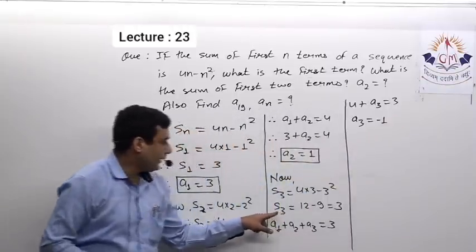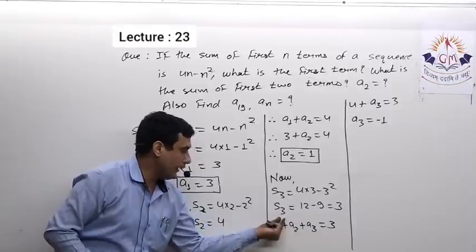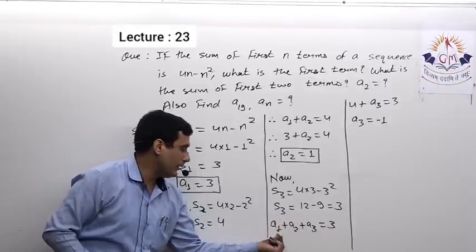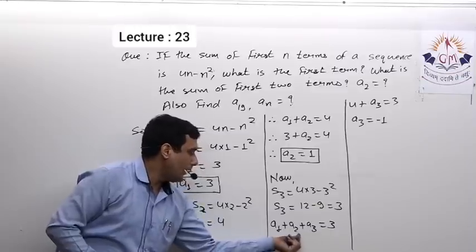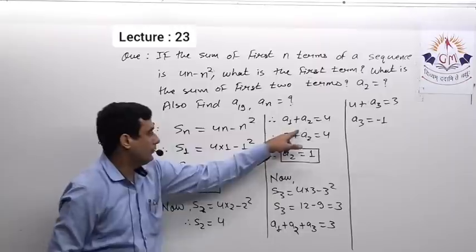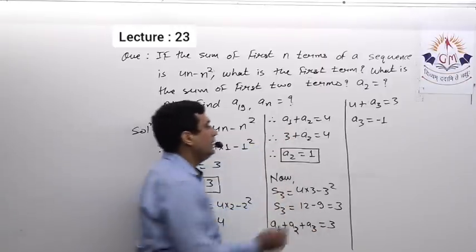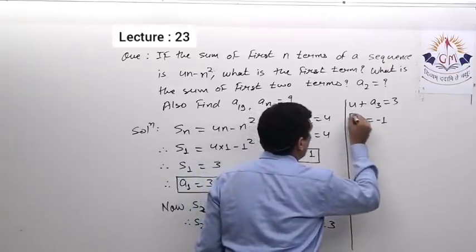What I did is, in the place of S3, which means the sum of first three terms, I put a1 plus a2 plus a3. I already have the value of a1 plus a2, that is 4, and by keeping that value over here I will get the value of a3. So here I got a3 as well.